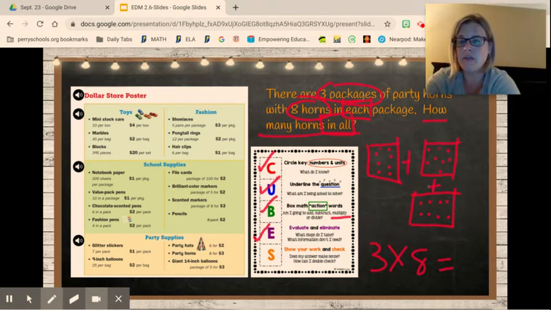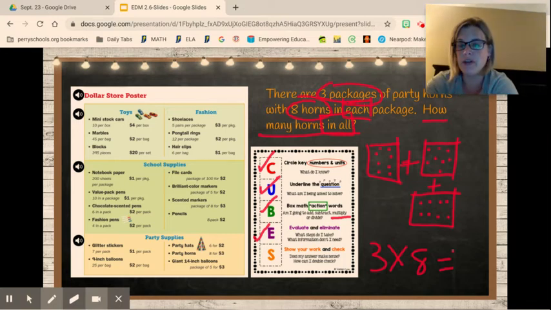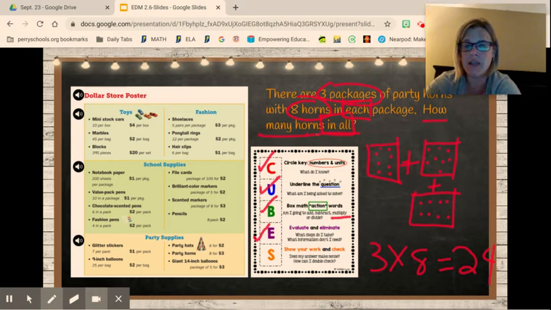And I know that 8 plus 8 is 16. And then if I had 16 plus another 8, that would equal 24. 3 times 8 is 24. And it's asking me how many horns do I have in all. So I have 24 horns as my answer.